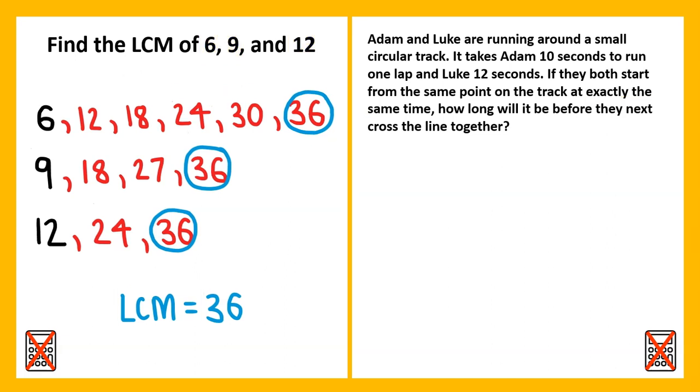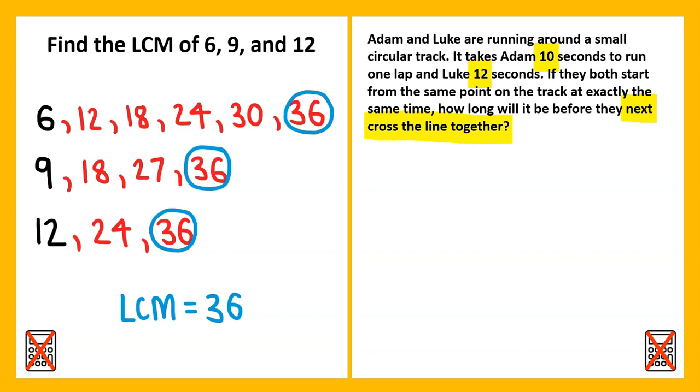Adam and Luke are running around a small circular track. It takes Adam 10 seconds to run one lap and Luke 12 seconds. If they both start from the same point on the track at exactly the same time, how long will it be before they next cross the line together? So we have two numbers provided. It's talking about when they will cross the line together, which is referring to being common to both. And then use of the word next implies that we're looking for the lowest time that this happens, or the lowest common multiple.